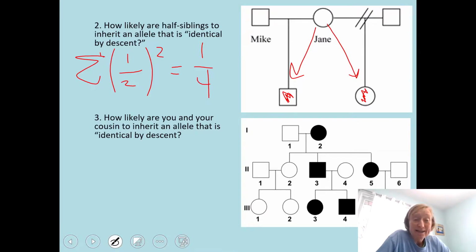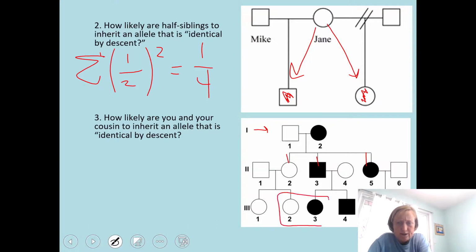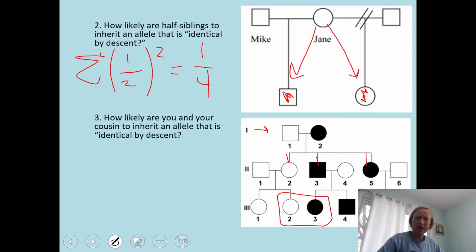How likely are you and your cousin to inherit an allele that is identical by descent? So now I've got a more complicated pedigree going on here. I've got grandparents up here in the first generation, and they had 3 children, who got married and had some kids. And now we're dealing with some cousins in the 3rd generation. Let's look at these 2 girl cousins. How much genetic material do they share on average? What is the coefficient of relatedness between them?